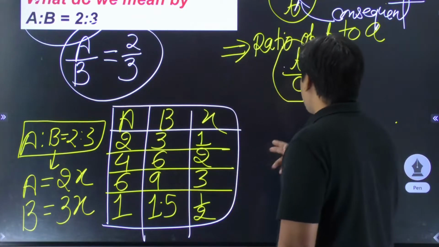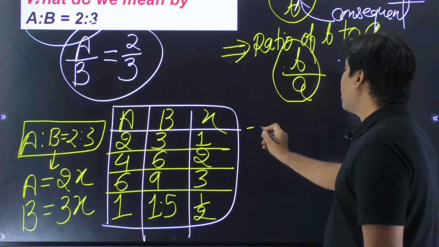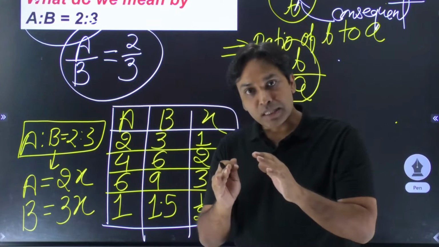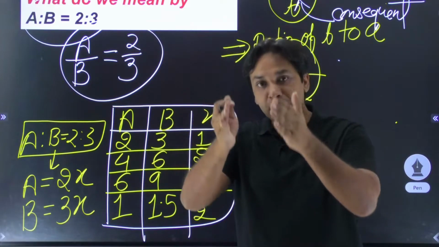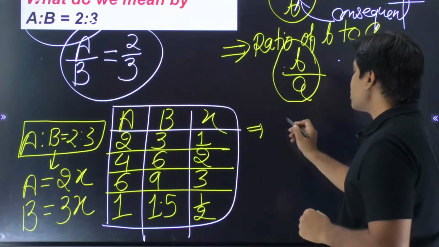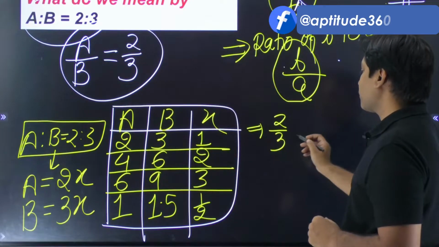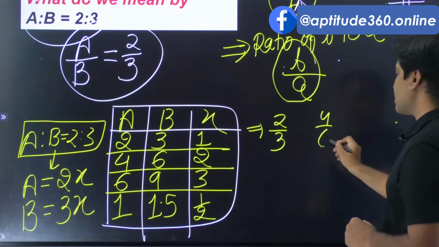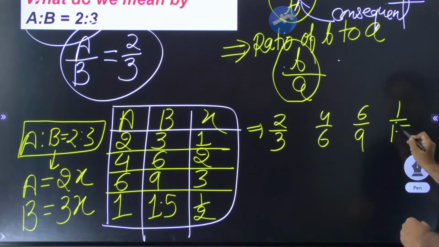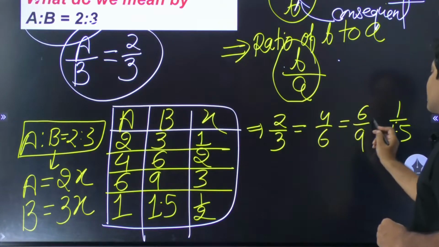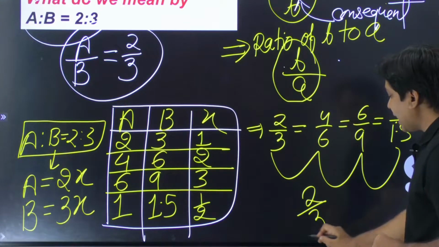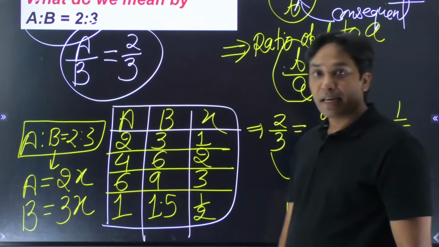So what is it that I'm trying to say? Whenever you come across such a situation, when you compare two variables, you can have infinite pairs of A and B. But if you see the first one, which is 2 by 3, or the second one, which is 4 by 6, or the third one, which is 6 by 9, or this is 1 divided by 1.5, all these values are nothing but the same, because when you simplify all of these, you will get 2/3 only.